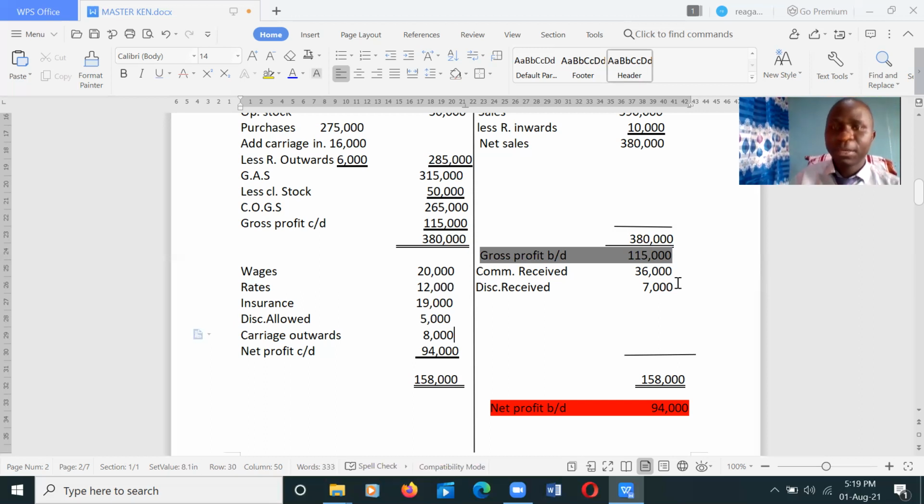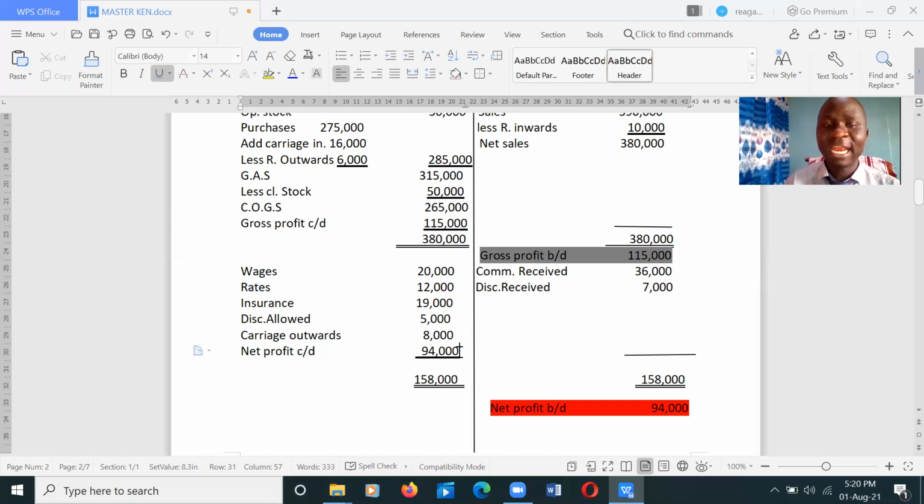Remember, when we are preparing the trading account, we will end at what you call gross profit or gross loss. But when you are preparing a profit and loss account, we will end at what you call a net profit or net loss. That is the change, net profit or net loss. So here, we got all our expenses as 64,000, while our revenues amounted to 158,000.